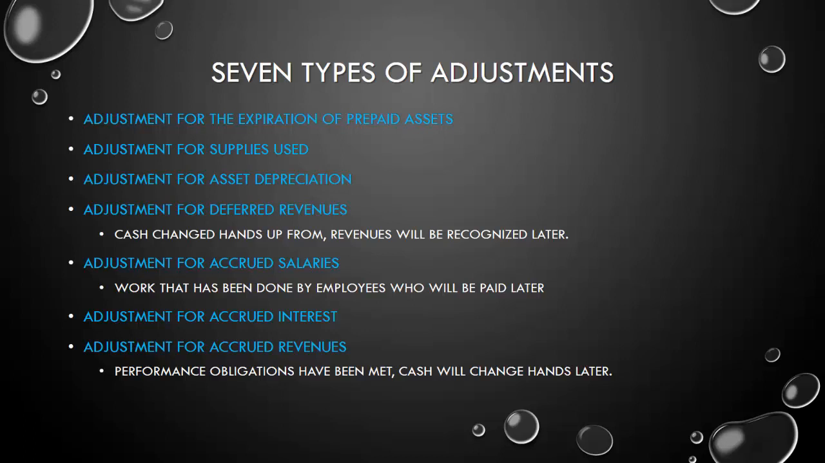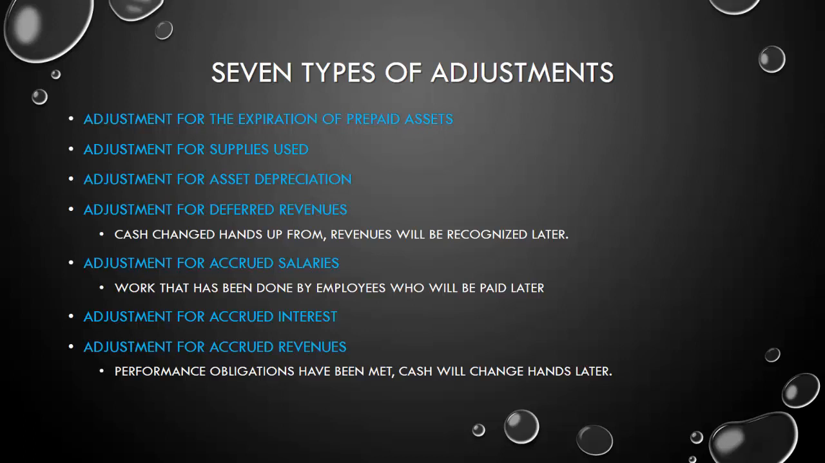However, they're not the only adjustments that a company could possibly have. There's hundreds, if not thousands, of different adjustments. But to keep things simple, let's just focus on seven main ones that you're going to see a lot. The first is the adjustment for the expiration of prepaid assets.